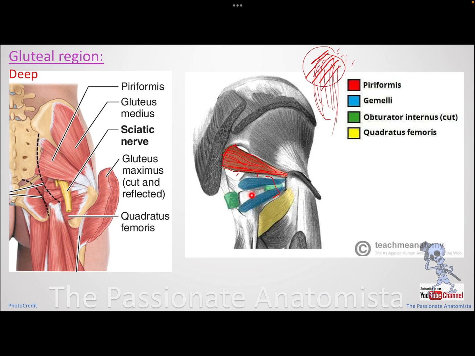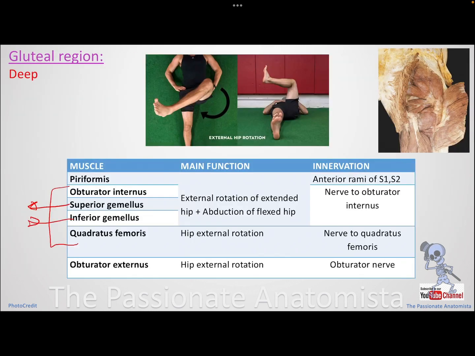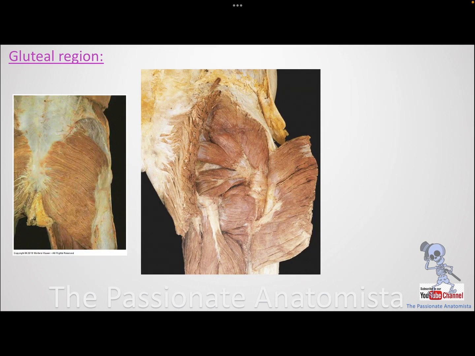If you don't recall it from the practical point of view, you can also remember it by the F. Nerve to quadratus femoris gives to gemellus inferior, and the nerve to obturator internus gives to gemellus superior. Okay? By that, everyone knows the innervation for all the muscles we have. Now let's go ahead and see the muscles.